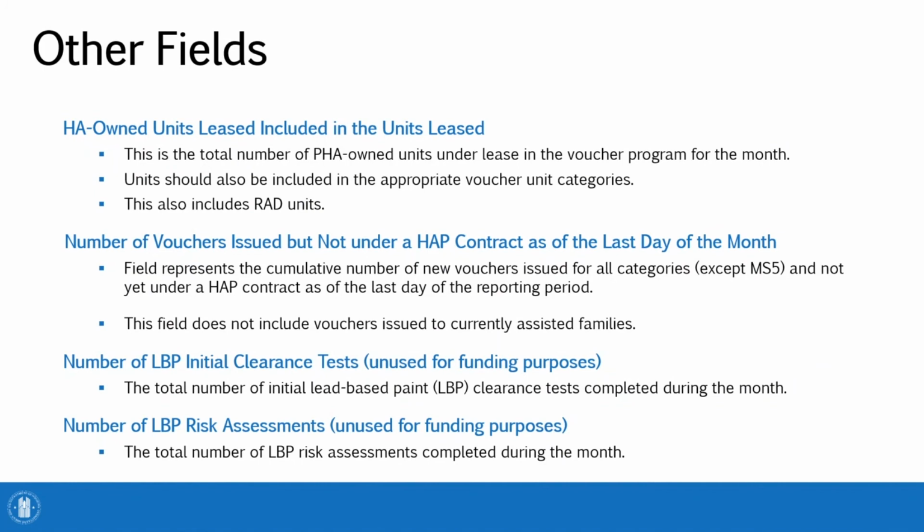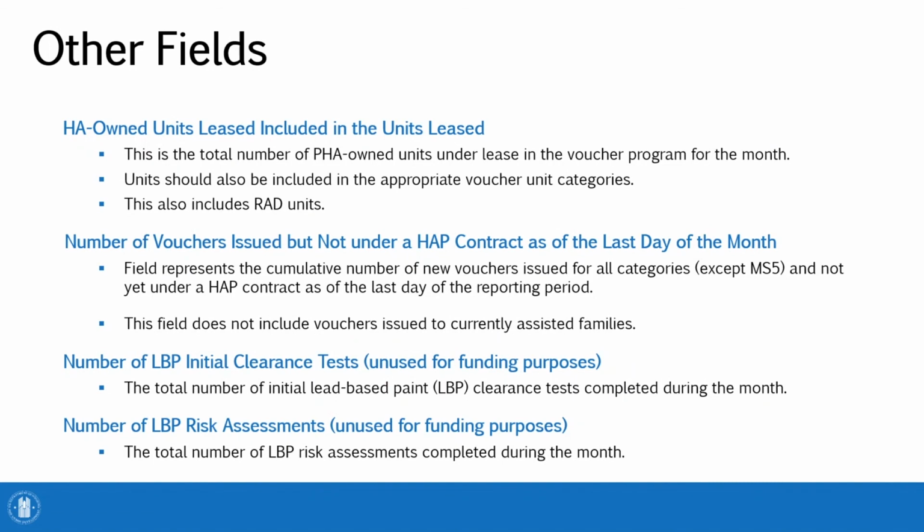Number of vouchers issued but not under a HAP contract as of the last day of the month. This field represents the cumulative number of new vouchers issued for all categories. It does not include Mainstream 5. So this category is the cumulative amount of participants looking for a place to live. This field does not include vouchers issued to currently assisted families. So a family wishing to move from one unit to another unit that is still under lease are not included.